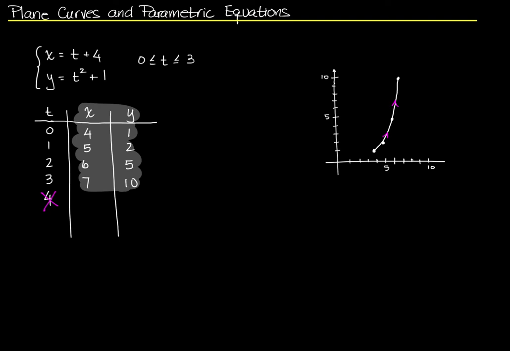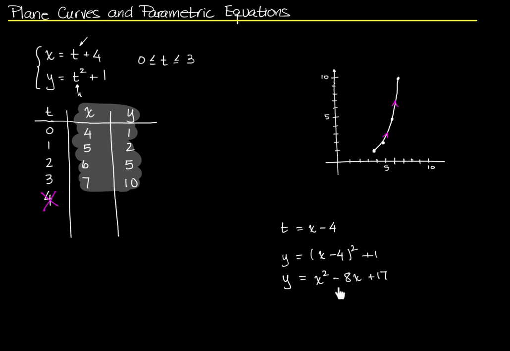And the way that I'm going to do that is I'm going to solve this equation for t. I'm going to do that down here. I get x minus 4 equals t. And I'm going to plug that in to this t. y equals t squared plus 1, but t, I now know, is x minus 4. And when I simplify that, I get x squared minus 8x plus 16 plus 1, which is plus 17. And lo and behold, I have a quadratic. And that's exactly what this is. It's a piece of a quadratic equation, a piece of a parabola.